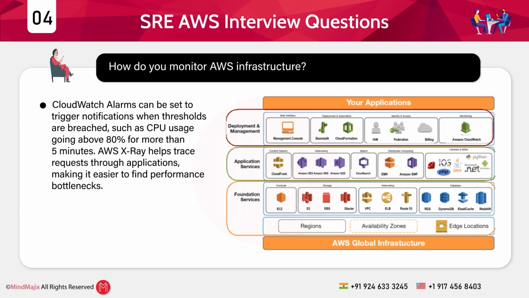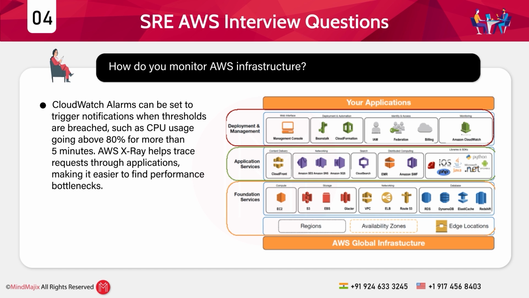Apart from this, AWS X-Ray also helps to trace the requests through applications, and this makes it easier to find the performance bottlenecks. So for a complete picture, SREs often integrate AWS monitoring with external tools like Datadog, Prometheus, or Grafana.